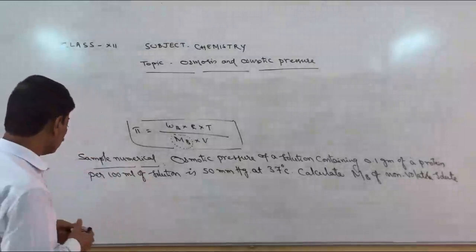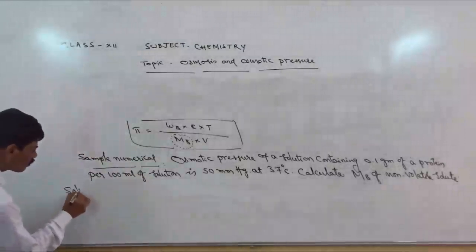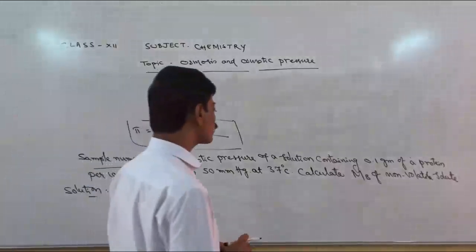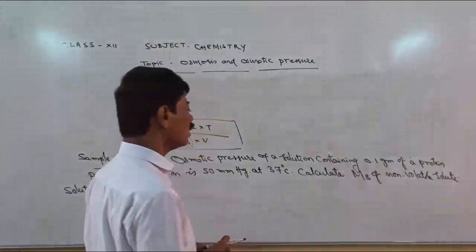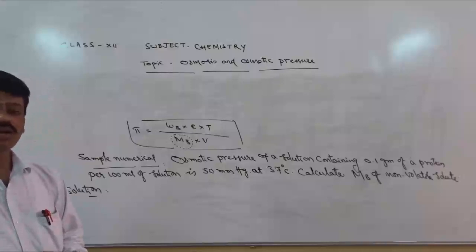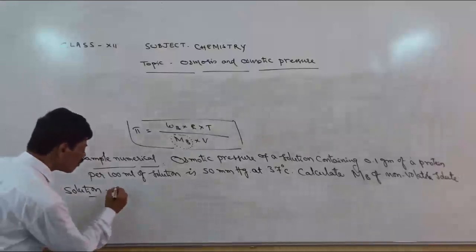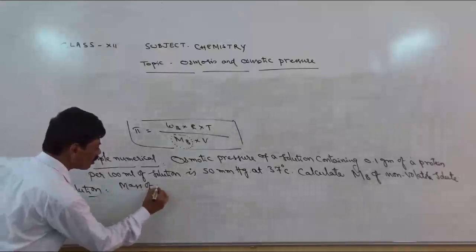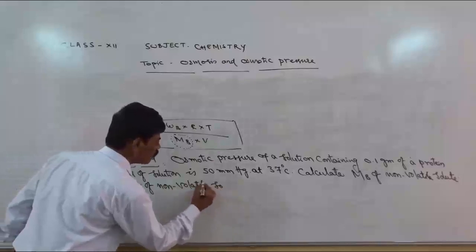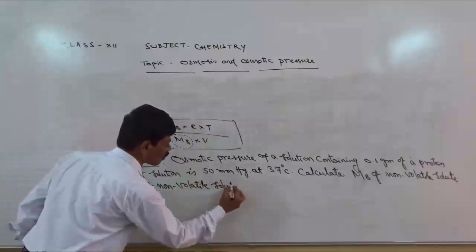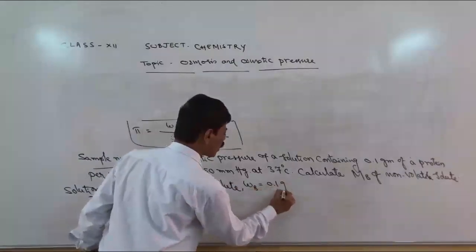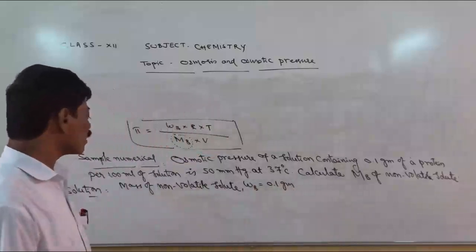Right. Now let us see the data given. So, solution of the numerical. What data is given? Osmotic pressure of a solution containing 0.1 gram of protein. Here protein is there in small quantity. Therefore protein is said to be a non-volatile solute. So mass of non-volatile solute, WB, is equal to 0.1 gram per 100 ml of solution.